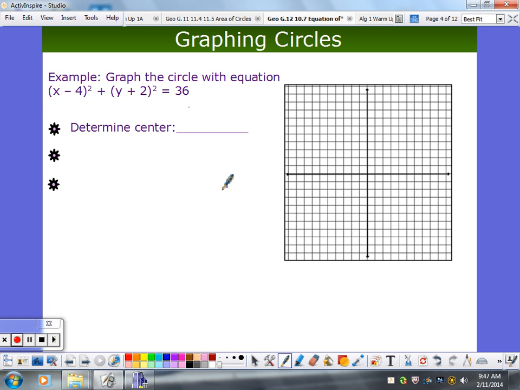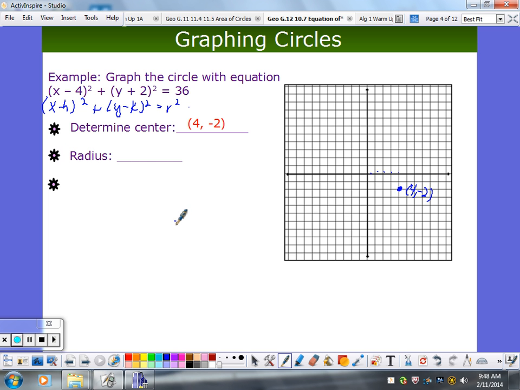4, negative 2. Why is it 4, negative 2? x minus h squared plus y minus k squared equals r squared. So you can see how the 4 matches the h, but it's a minus negative 2. That's where we got our plus from. So be careful pulling out the center. So I know where the center is. I'm going to go 1, 2, 3, 4, 1, 2. Right, 4, negative 2. There's the center. So it's going to be around here somewhere.